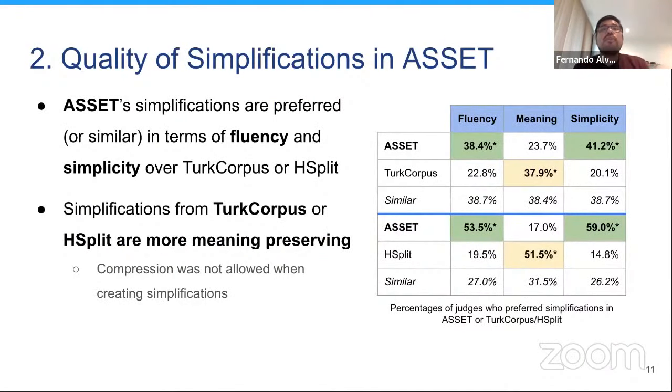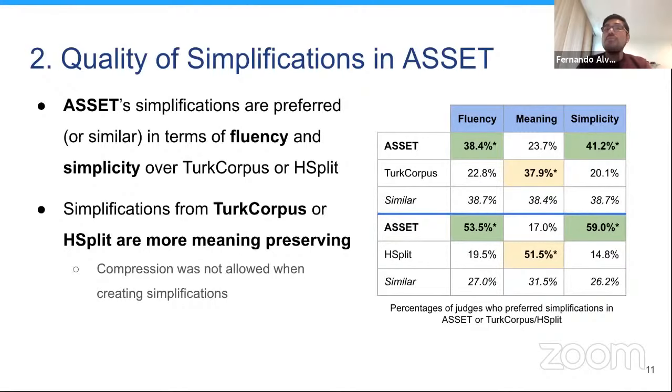What do the results show? Well, in general, when comparing ASSET against TurkCorpus, ASSET is better, it's preferred in terms of fluency, and most importantly, in terms of simplicity as well. When we compare ASSET to HSplit, it also happens in terms of fluency and simplicity, which could tell us that human judgments prefer simplifications where lexical paraphrasing was also performed, even though HSplit was only created using sentence splitting, which, even though it's an important operation, just by itself is not enough to make a sentence simple.